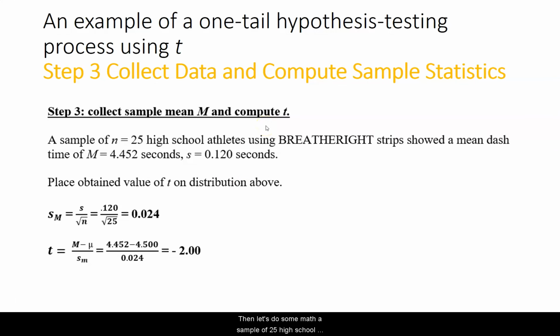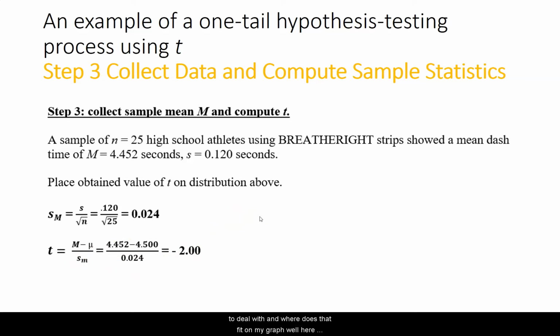Then let's do some math. A sample of 25 high school athletes using Breathe Right showed a mean dash time of 4.452, standard deviation of 0.120. Let's plug the numbers in. Here's my standard deviation. Here's my n. 0.120 over radical 25, 0.120 over 5, 0.024. And I left it to be four digits here to be exact. And then here's my t-test, and the numbers are a little bit clunky, but just walk with me. 4.452 minus 4.5 over that 0.024. Looky there, it comes out to exactly negative 2. How about them apples? I like getting that exact negative 2. It's easy to deal with.